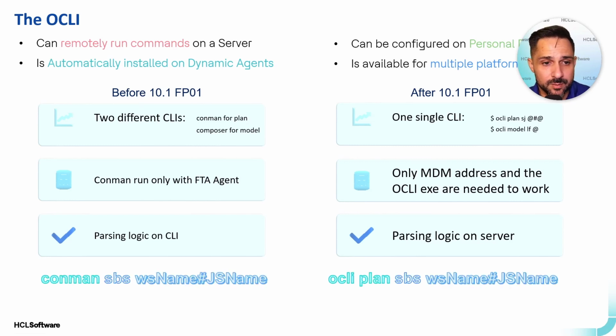A couple of samples: a conman submit job string versus the OCLI command. They're more or less similar. I'm just replacing conman with OCLI plan now.